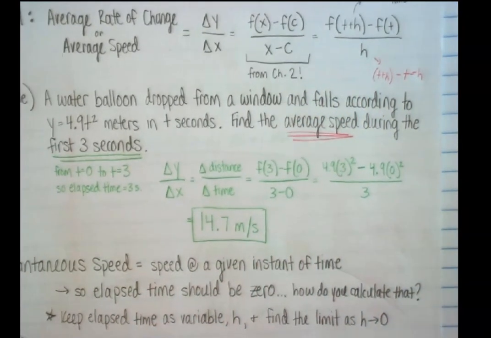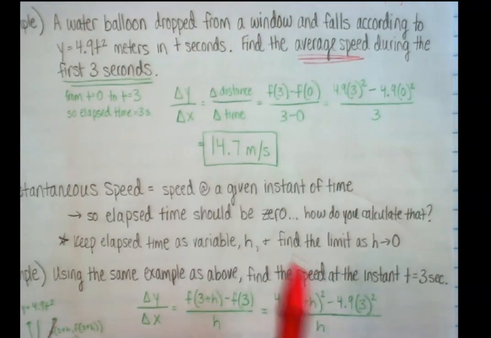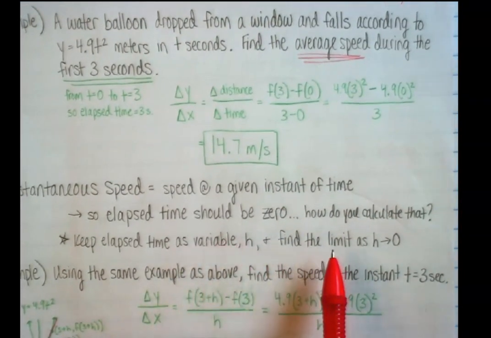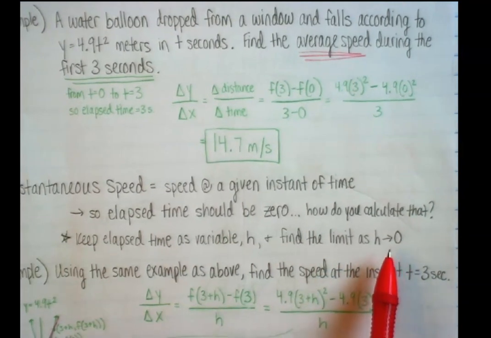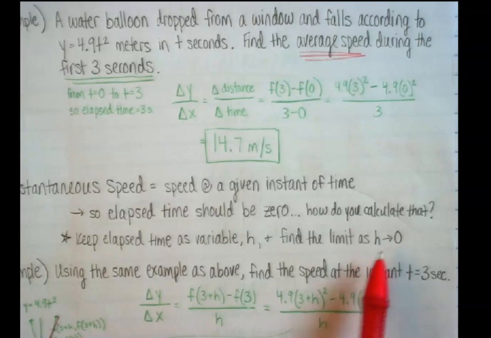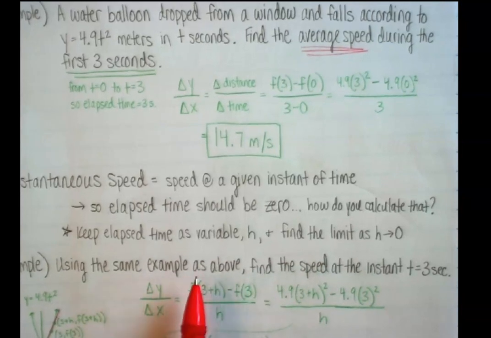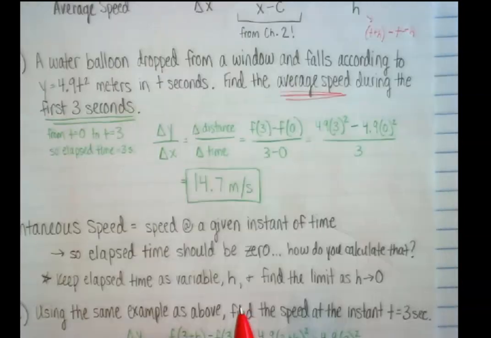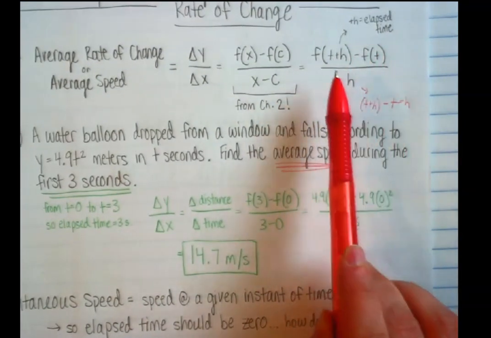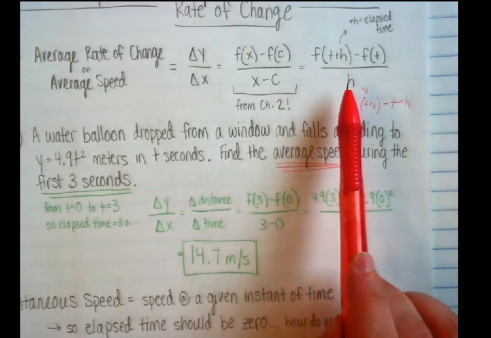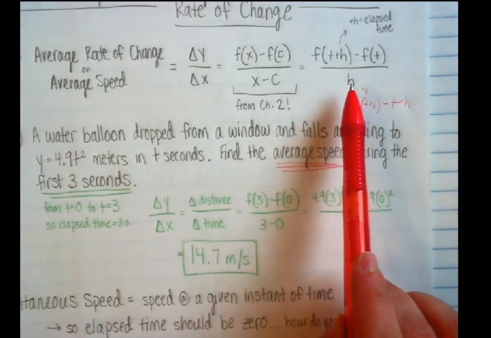So what we do is we keep the elapsed time as a variable, our variable h, and instead we find the limit as h approaches 0. That way we are approaching an elapsed time of 0, which would be a specific instant or one specific second of time. Okay. So using the same example as above, now we're going to try and calculate the speed at the instant t equals 3 seconds. For these problems, it's going to be really important that we use this formula here. And just recognize that h, our elapsed time, when we're dealing with instantaneous speed, we're going to keep h as a variable.